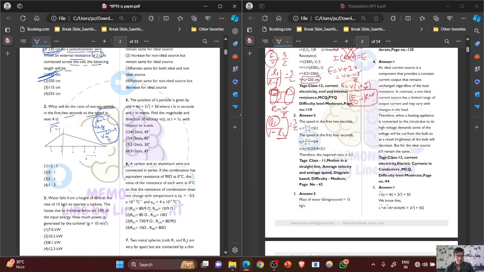Here a displacement-time graph is given. First it is asking for the first 2 seconds. So here 0 is here, the first 2 seconds is up to here, and then the first 4 seconds is up to here. Here it is asking about the average speed.